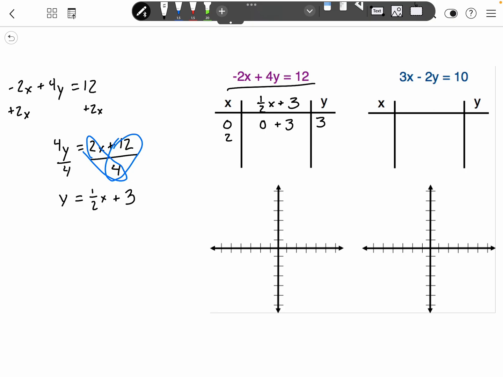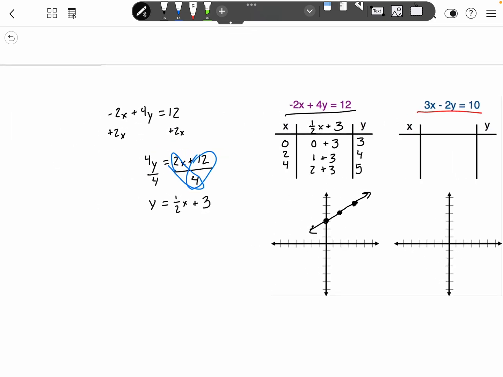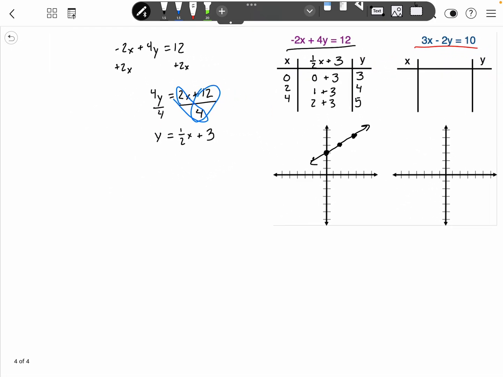Since there's a 2 on the bottom, I'm going to pick 2. 2 times 1/2 is 1. Plus 3 is 4. And then I can do 4, since 4 is also a multiple of 2. So 1/2 of 4 is 2, plus 3 is 5. And all those fit. 0, 3, 2, 4, and 4, 5. That's about right there. Draw my line. And then I'm going to do this next one, again, down here where I have more room.